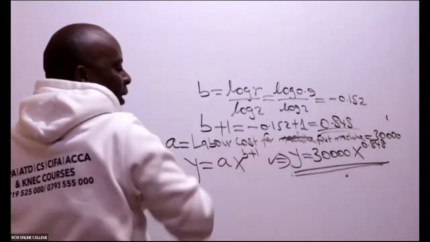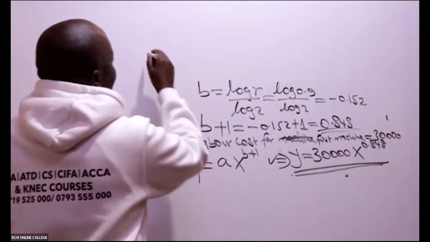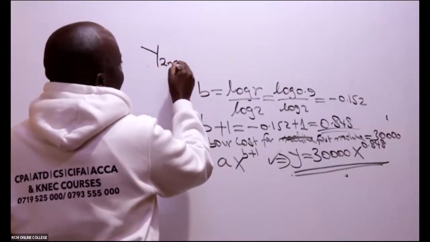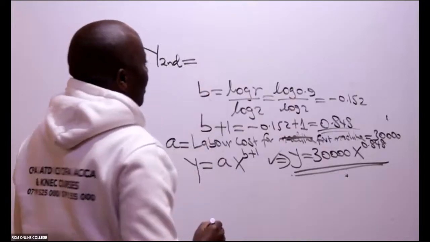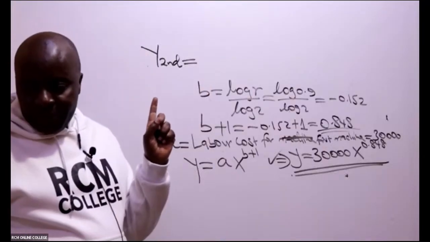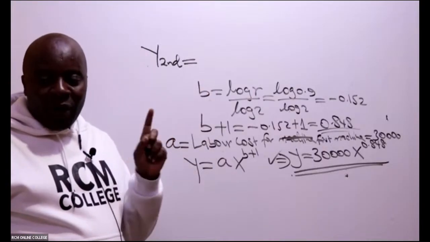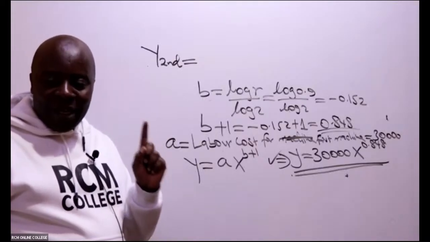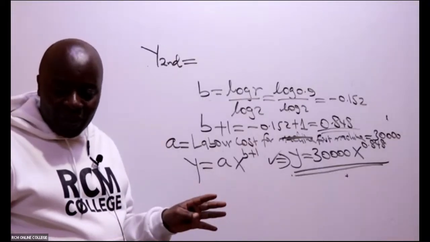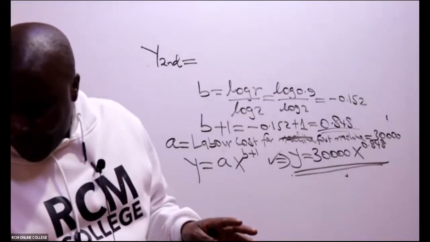So they want labor, which is Y, for the second machine. Somebody who expanded said what minus what. Even if you got it right, I would want you to listen to me very carefully because we must be on the same page.